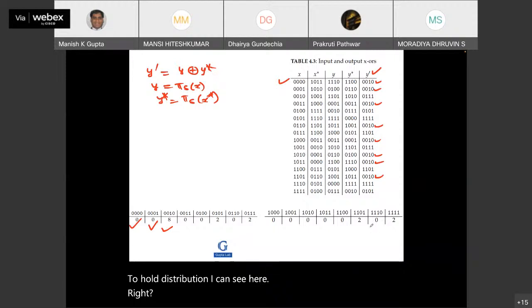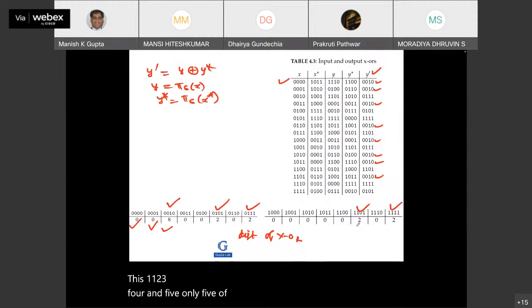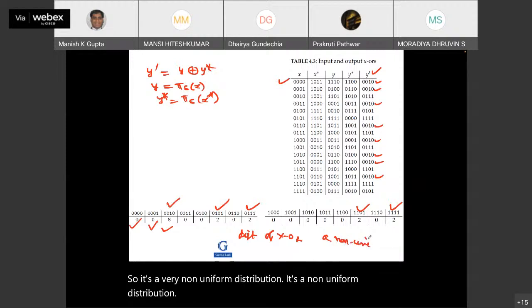If you look at the last column, this is the distribution of exclusive OR. Only 5 of them, 1, 2, 3, 4, and 5, actually occur. So it's a very non-uniform distribution.